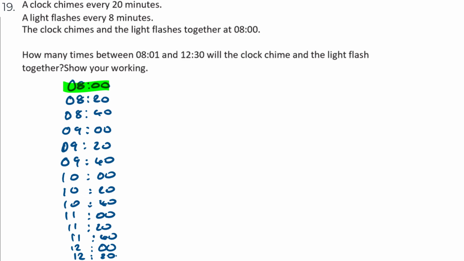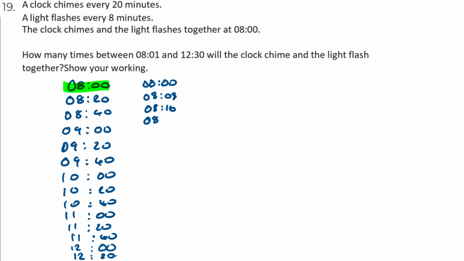Now, what about the light? The light flashes every 8 minutes. Now, I'm going to start off writing these down. I probably won't do the whole thing because that's quite a lot I'm going to have to write down, and I'm a bit lazy. So it does it at 8. So the next one is going to be 8:08. I might just do an hour because then it's going to be, will it be the same? Well, let's see.